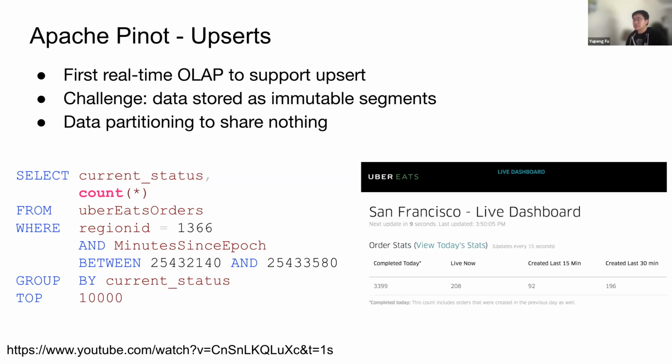The power of Upsert can be shown in this dashboard here. As you can see, to show the current status of the live Uber Eats orders, this can be simply described by a single SQL query on the left-hand side. You can check out the video below to learn more about the Upsert details and its status.